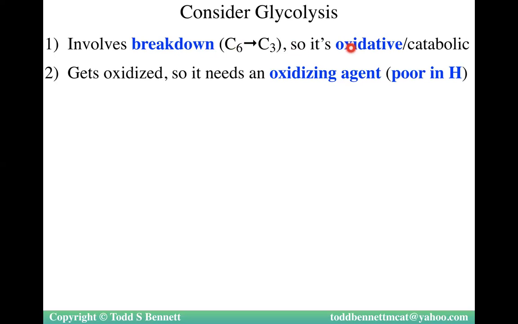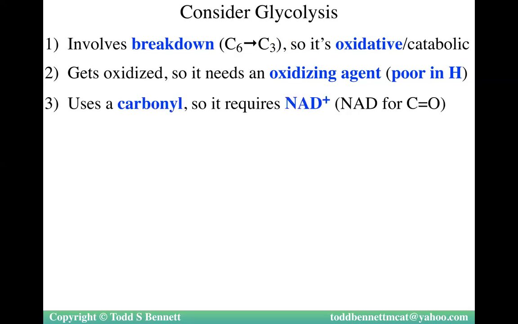So if you break something down, just a point of interest, we reductively build up and we oxidatively break down. If you think about something like anabolic steroids, they cause reduction, so they build the person up, they bulk up. It's not exactly the same thing, but it's a good visual. So breakdown is oxidative, buildup is reductive. Glycolysis is going from a C6 species to two C3 species, so it's a breakdown, so it's oxidative. So we need to add an oxidizing agent, something poor in H.